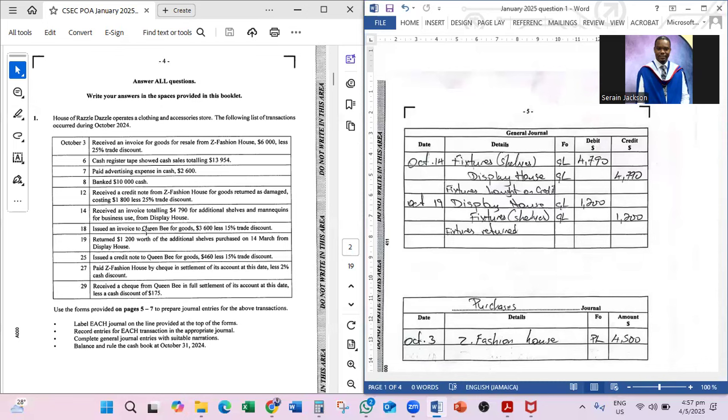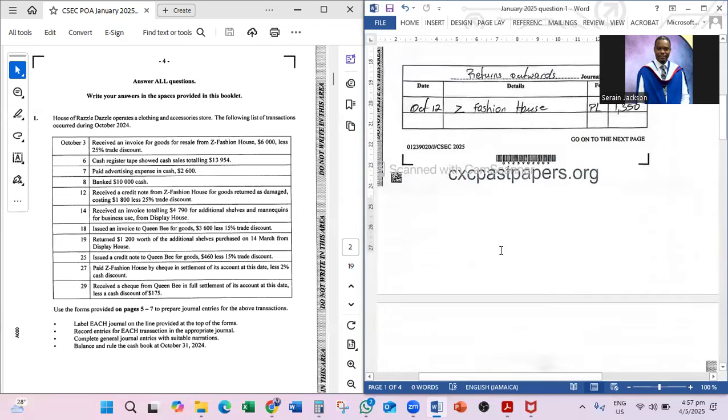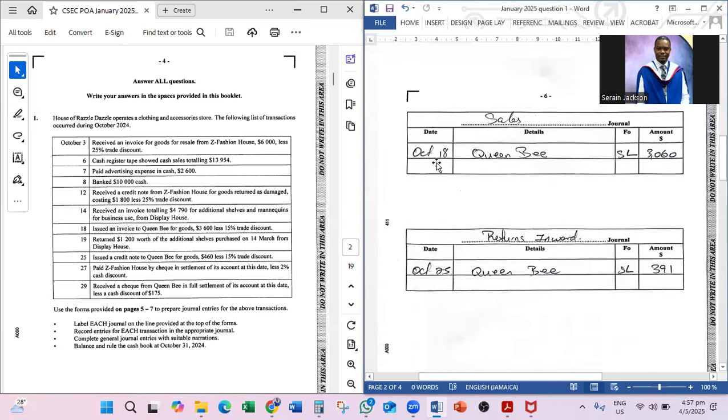Please pay attention to that, right? So we issued an invoice to Queen B for goods, $3,600 less 15% trade discount. So that's a sales invoice. So there it is, October 18, you put it in the sales journal. October 18, Queen B, SL in the folio column for sales ledger, because the sales journal is linked to the sales ledger. And you may be saying, sir, how did you get $3,060?